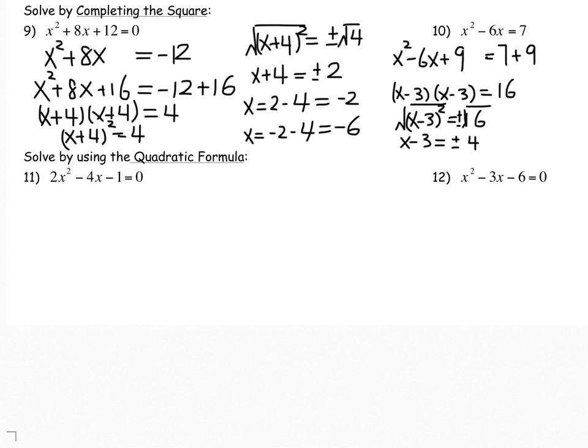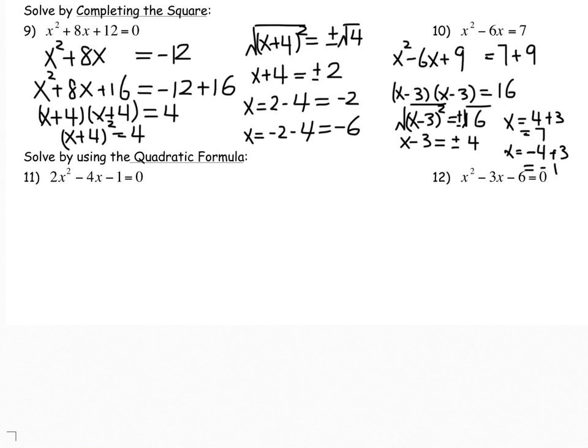So our answer to this one is going to be 4 plus 3, and negative 4 plus 3. So that is 7 and negative 1. 7 and negative 1 for question number 10. Again, make sure you practice completing the square. It is crucial for you to do completing the square in this chapter.